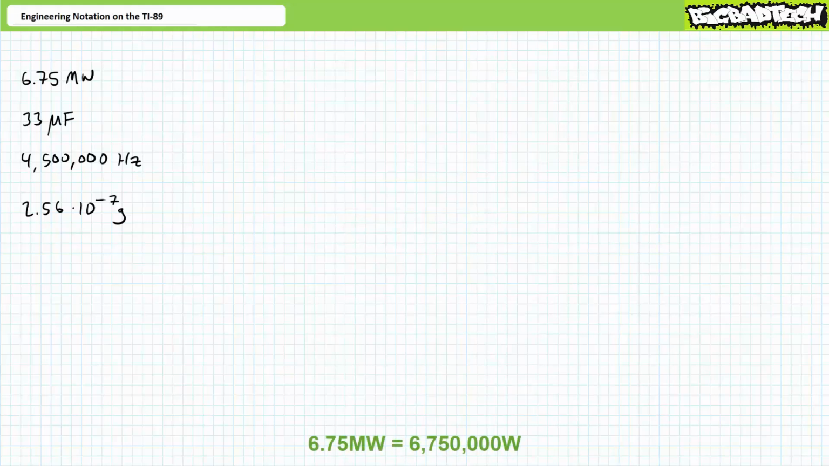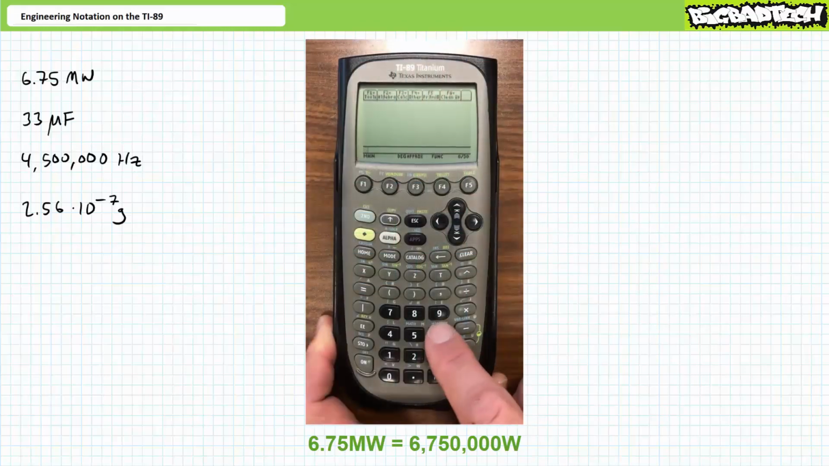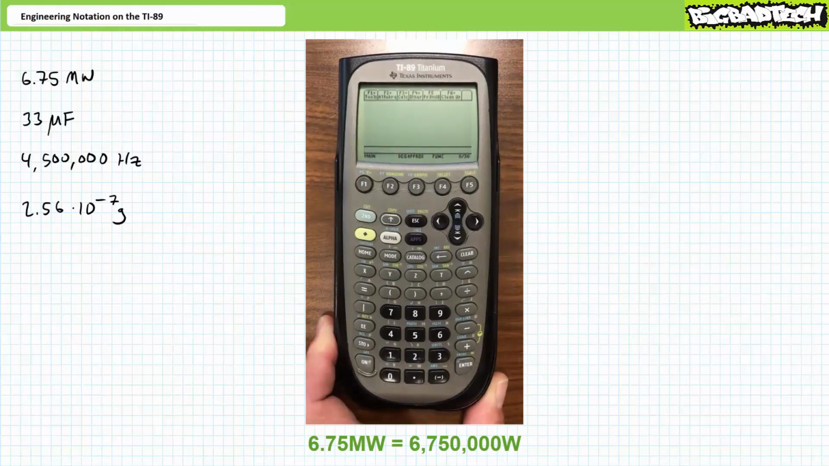6.75 megawatts could be represented as 6.75 times 10 to the 6, or 6,750,000. If you wanted to, you could enter 6, 7, 5, 4 zeros and press enter. The calculator would return 6.75E6. Although effective, this is inefficient. Go straight into engineering format. 6.75 megawatts is 6.75 times 10 raised to the 6.